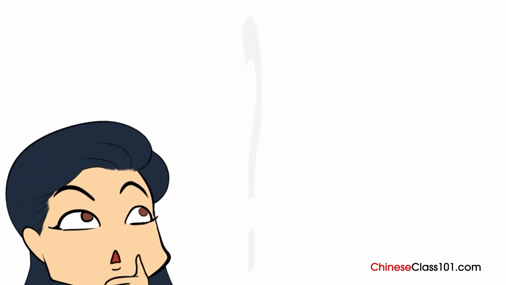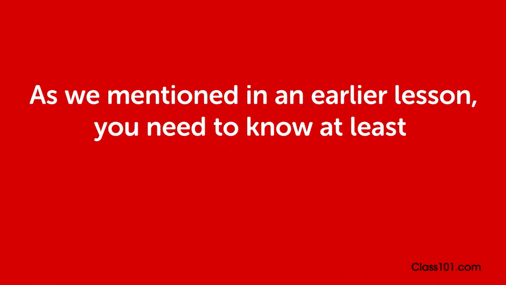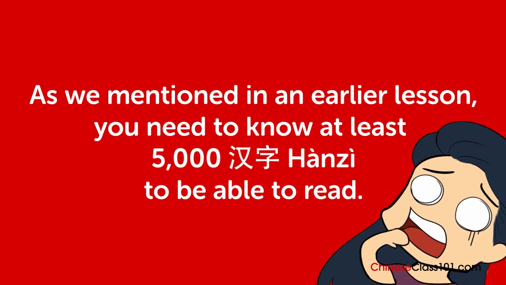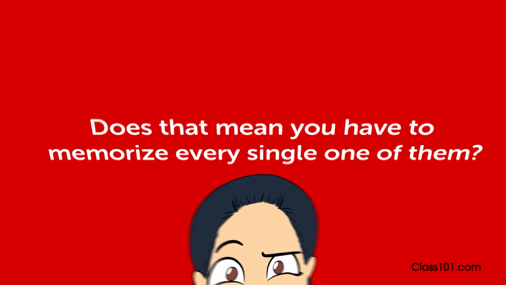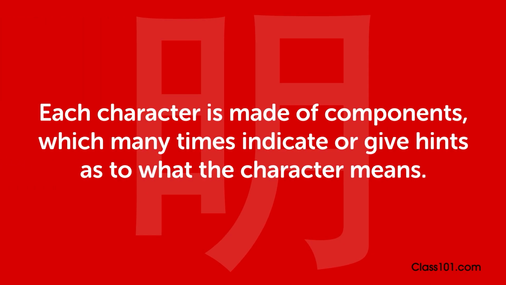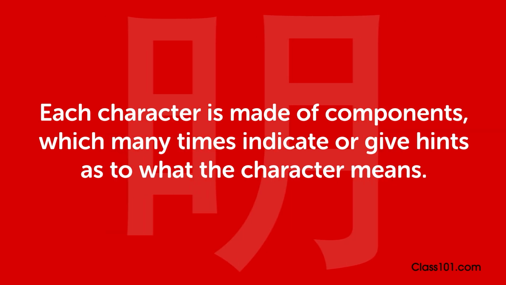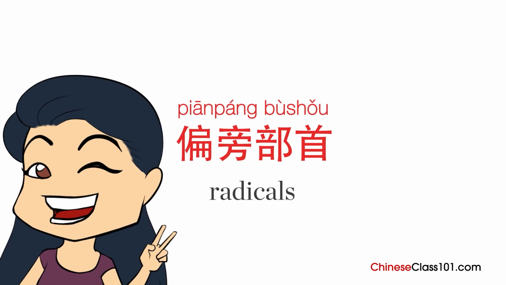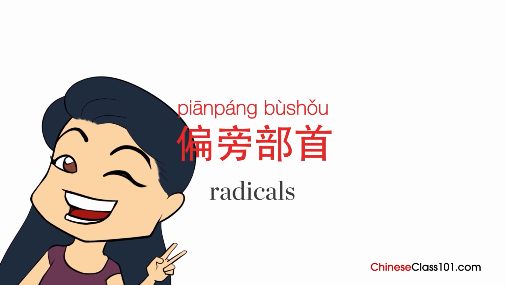The question for this lesson is, how do I decipher Chinese characters I don't know? As we mentioned in an early lesson, you need to know at least 5,000 Hanzi to be able to read. Does that mean you have to memorize every single one of them? Not necessarily. Each character is made of components, which many times indicate or give hints as to what the character means. These components are called radicals, or 偏旁部首. Learning some common radicals will help you recognize, remember, and reproduce characters.